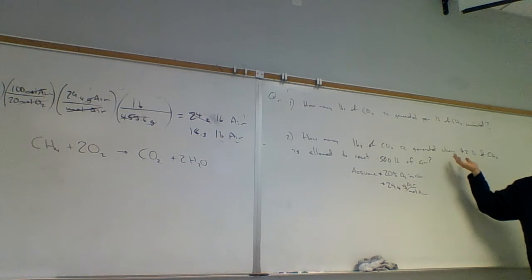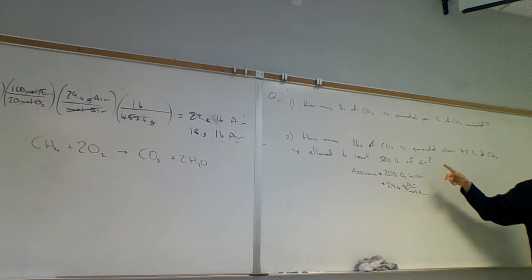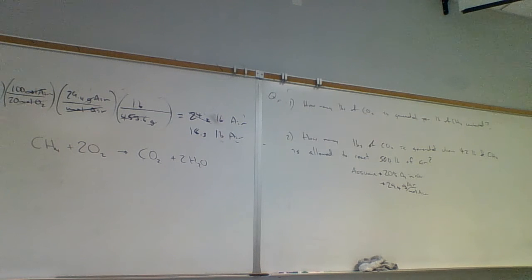If so, perfect. If not, then we have a problem. One of these is going to be too little and the other is going to be too much. The one that's too little we call the limiting reagent. The one that's too much is called the excess reagent. Which one is which, I can't tell just by looking at it. So what you have to do is calculate this.